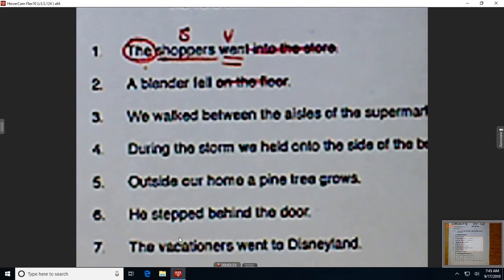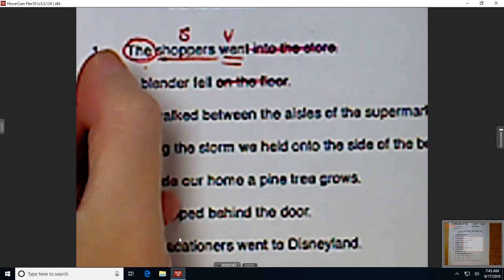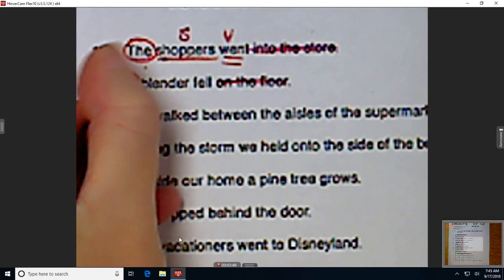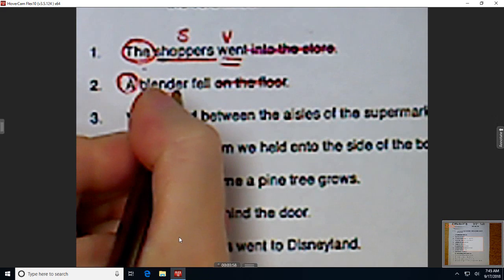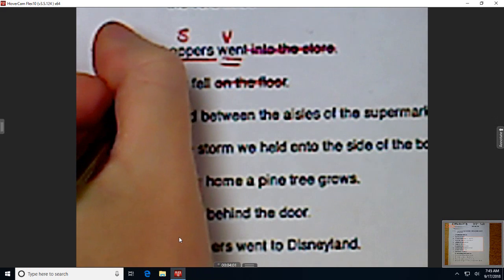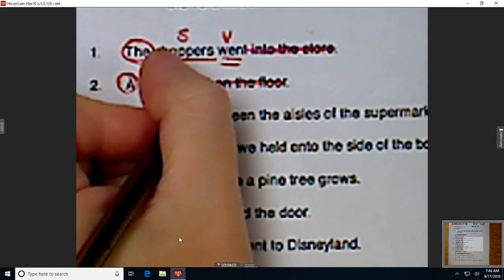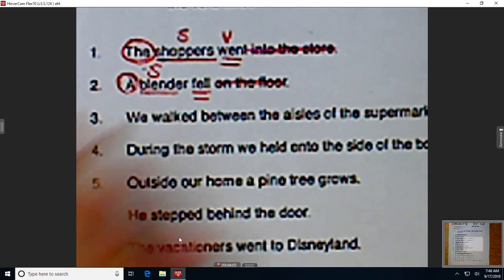Okay, so I found my prepositional phrase. Do I see any more prepositions in this sentence? Okay, this is the thought process that your brain should be going through. Do I see any articles? Do I see an a, an, or the? Okay, circle the a. Now I'm only left with two words to determine subject-verb. Who or what is this sentence about? Abby. Blender. Underline blender once. And what did that blender do, Abby? Underline fell twice.